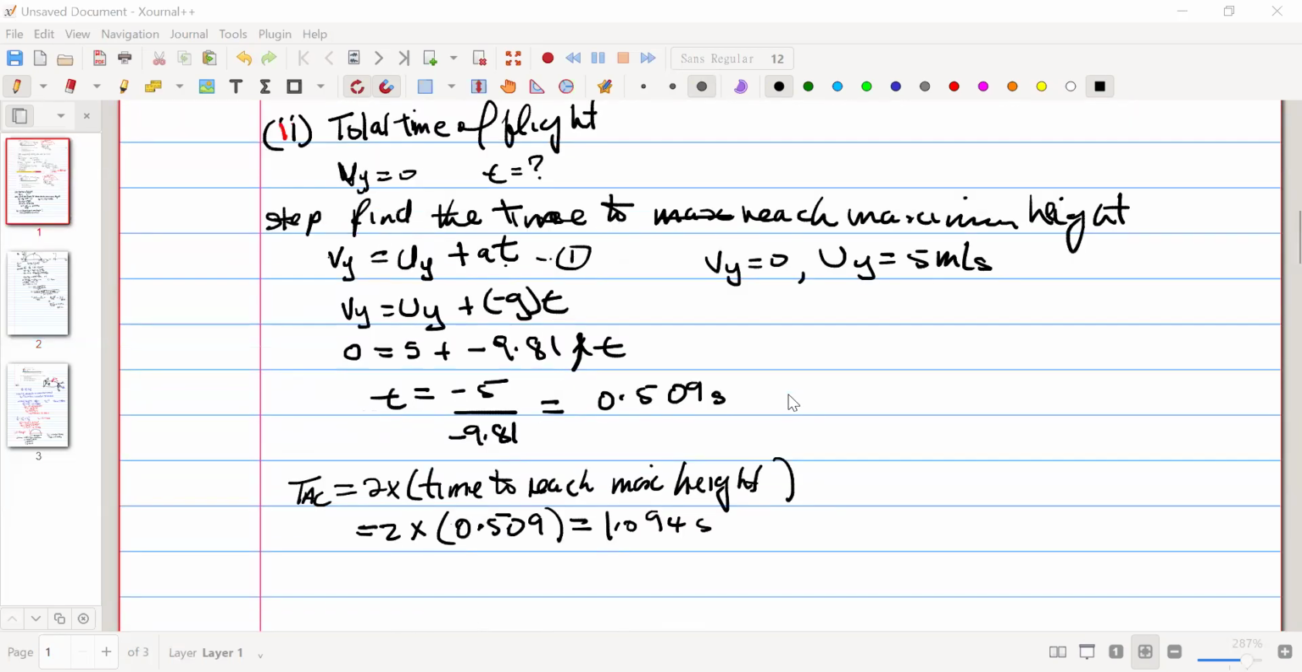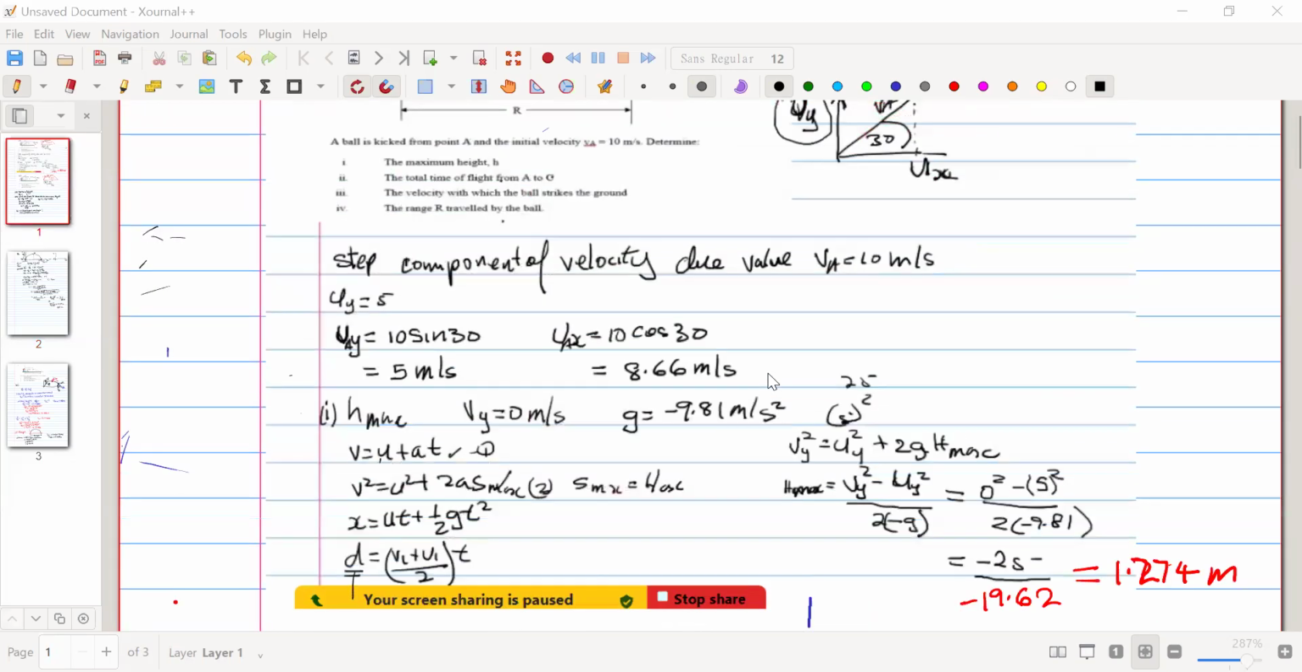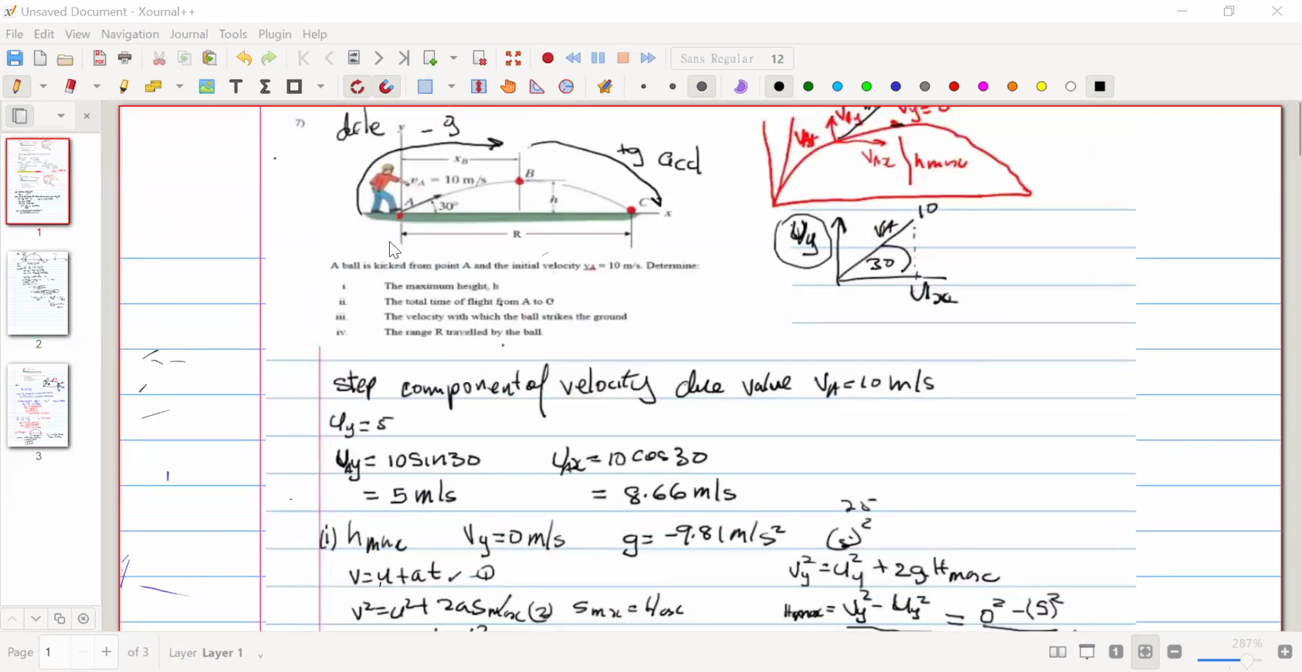All right, let me just recap. I was doing a recap for intent and purpose. So we started out looking at the problem. The first thing we did was to find the maximum height of the projectile. And how we did that, we said we look at the components.